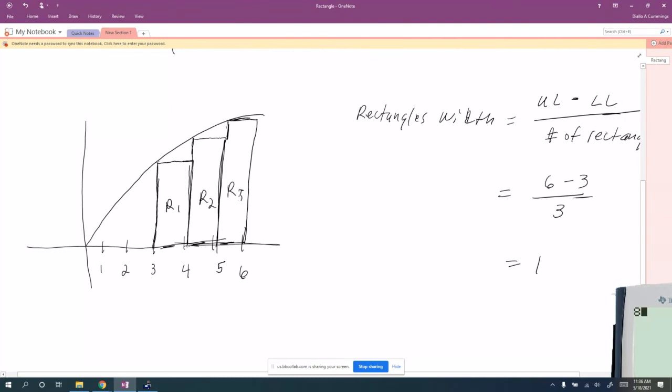And we have rectangle 3. And that should be a 3. So now we want to find the area for all 3 rectangles, and then we're going to add up the areas, and that would give us the area under the curve from 3 to 5. Excuse me, from 3 to 6.